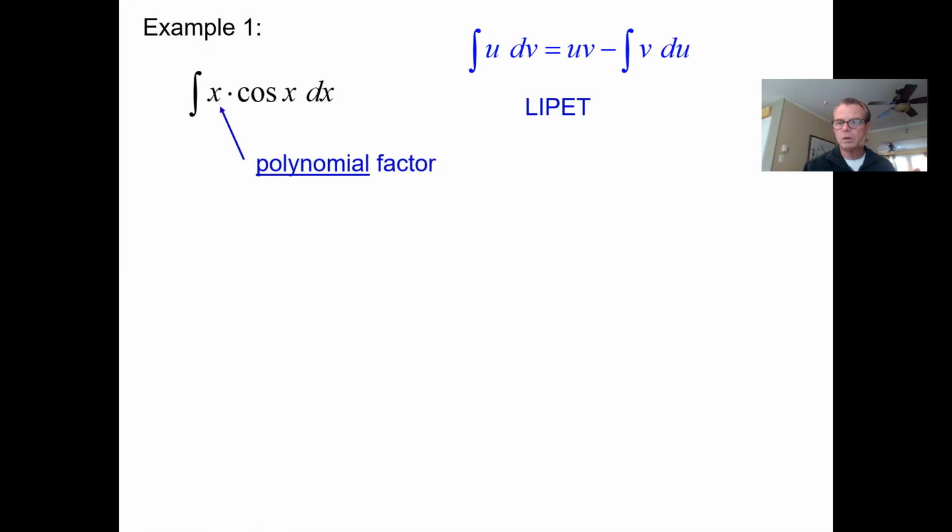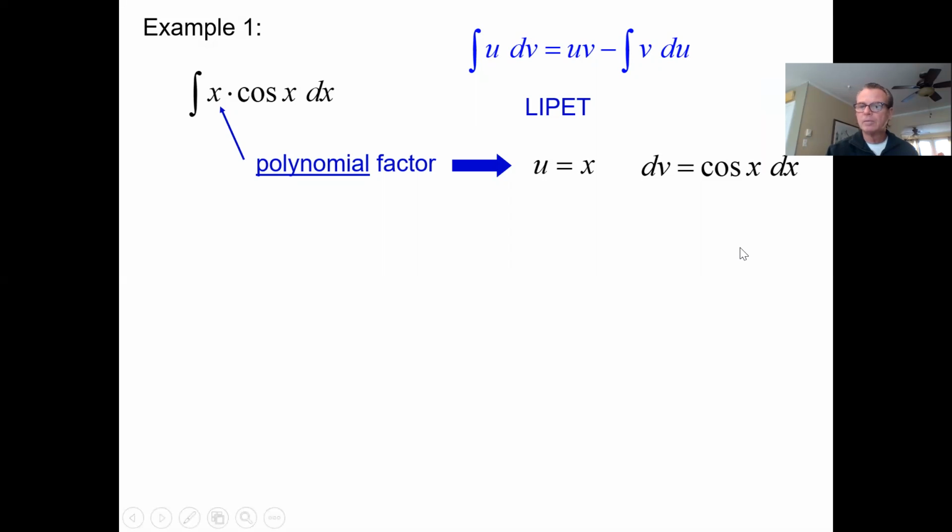And you say, okay, well, that's a polynomial, the x. Well, what you notice is that's going to differentiate to 0 eventually. So you call that u. So that means the other factor, which is cosine x dx, would be your dv, meaning this thing right here represents the derivative of v.